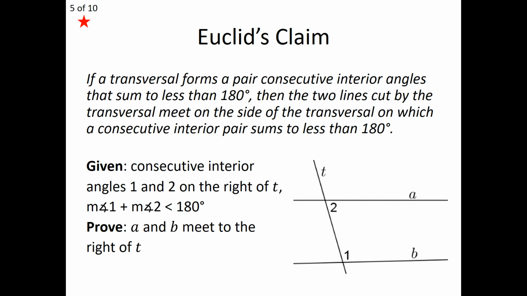So let's put his claim into an illustration. Below we have transversal T cutting through lines A and B. We're given that angle 1 and angle 2 form a pair of consecutive interior angles. We're also going to be given that the sum of those two angles is less than 180 degrees, and you'll also note that they're on the right side of line T. What we're going to then prove is that A and B meet on the right side of T.